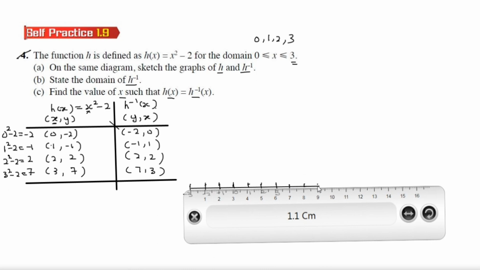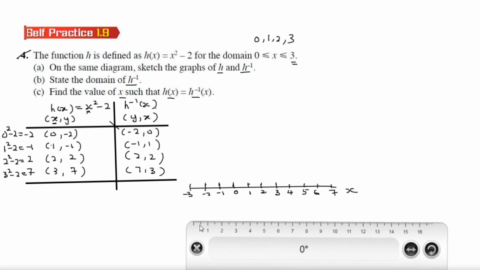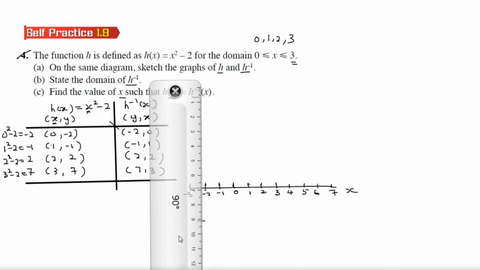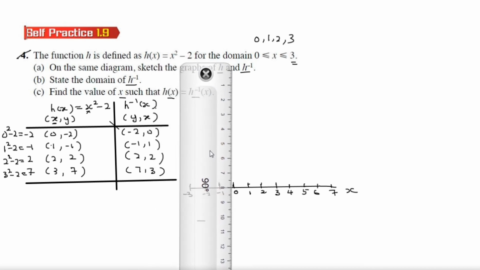4, 5, 6, 7. This is x. Now we draw the y-axis. It must pass through 0. For the y-axis, we have y coordinates. We have negative and the maximum is 7.